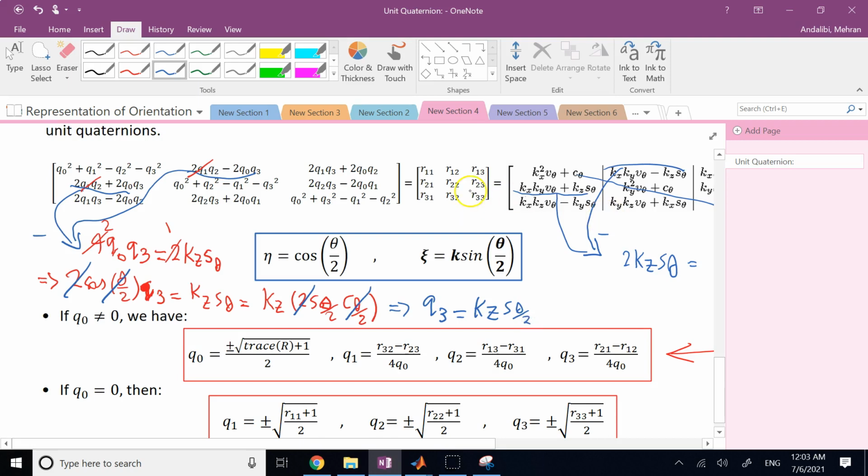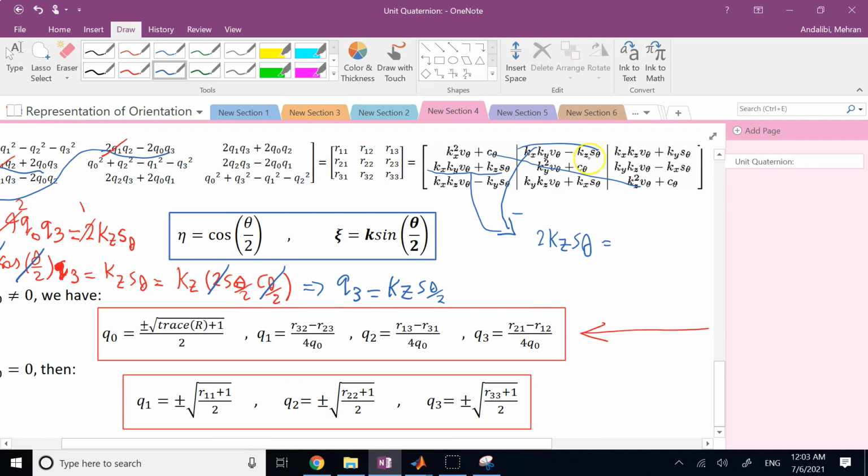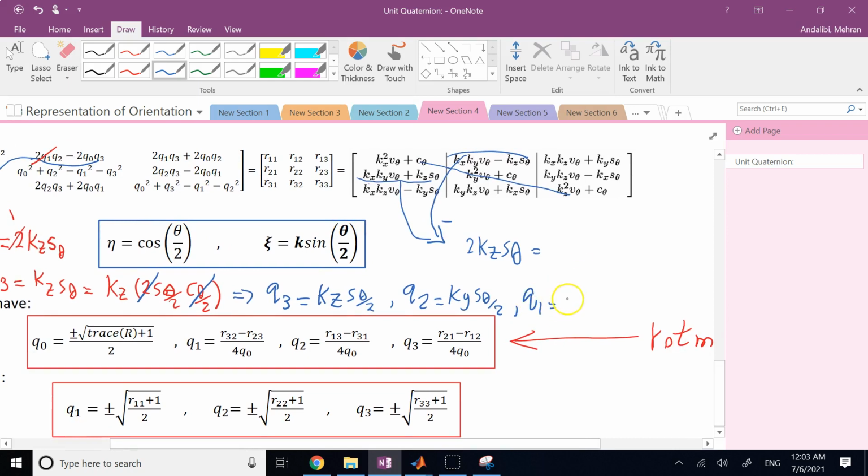If you repeat the same thing by subtracting the other off-diagonal elements, the mirror image of each other, you'll see that q2 will turn out to be ky times sine of half angle, and you'll see that q1 will turn out to be kx times sine of half angle. So if you combine these three together, you will see that q1, 2, 3, which is zeta, is equal to kx, ky, kz, which is k, times sine of half angle. And so you will get this formula.